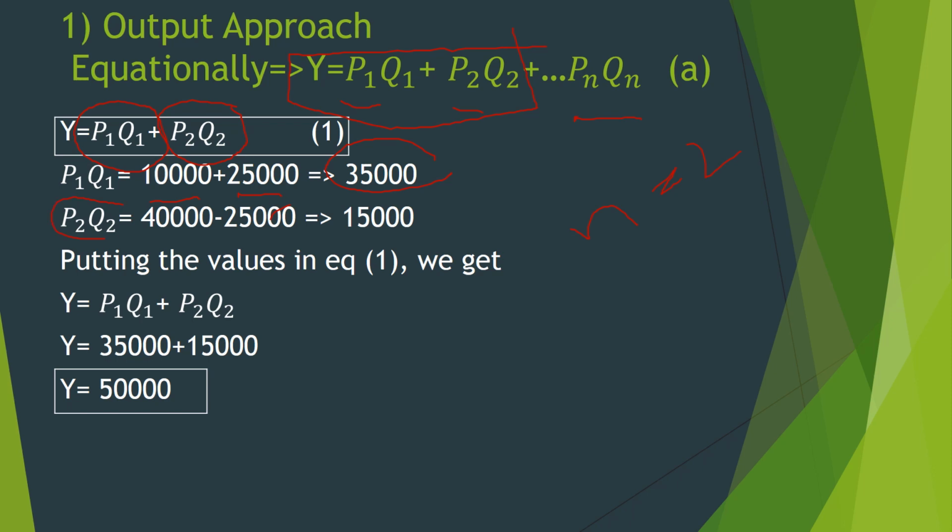And P2Q2 represents the revenue of the juicing company, which is equal to 40,000. But we should subtract this 25,000 that has already been added in the revenue of the orange transaction. In order to avoid double counting, we subtract this 25,000. By subtracting 25,000 from 40,000, we get the revenue of the juicing transaction, that is 15,000. By adding this 35,000 and 15,000, we get the national income, that is 50,000.